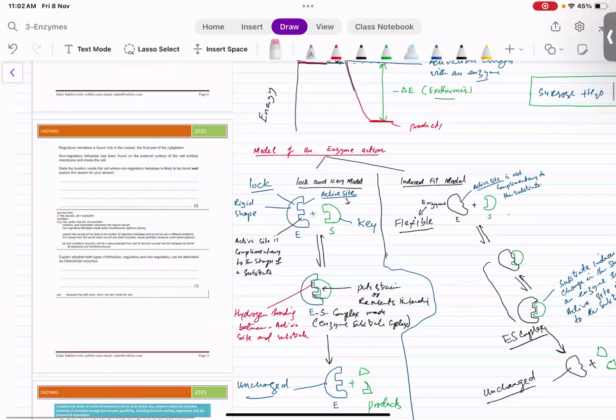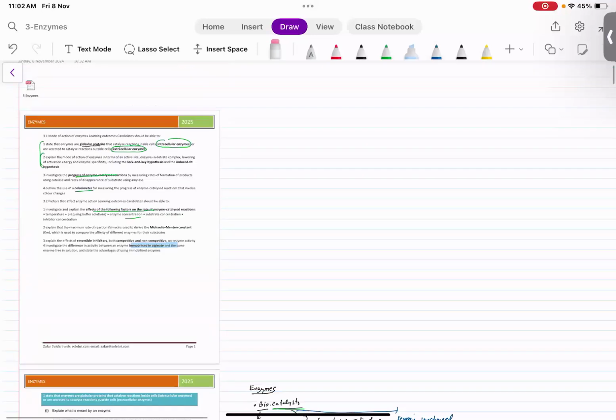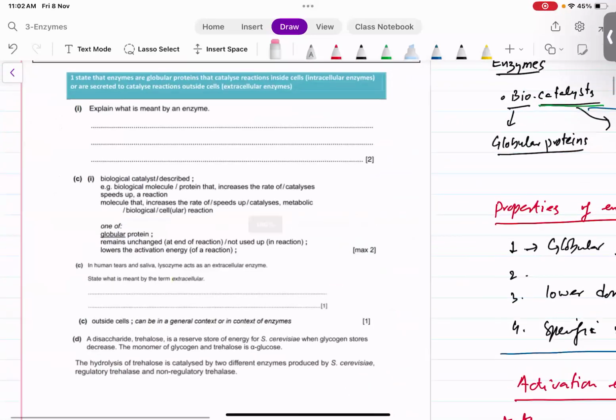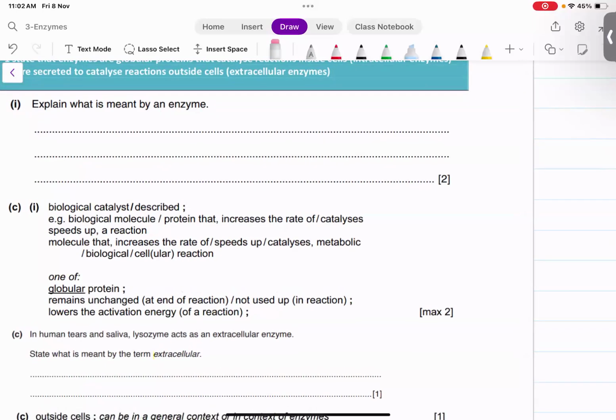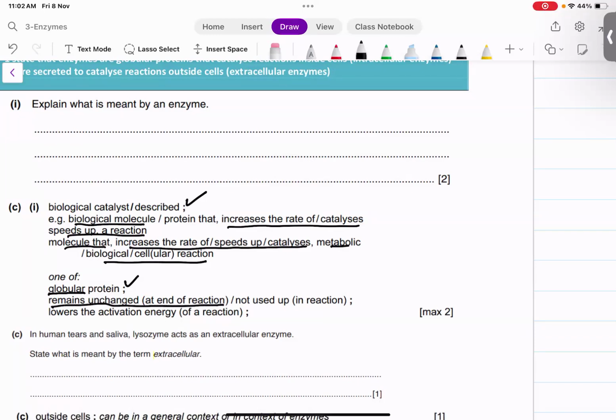So let's see. Explain what is meant by an enzyme. So as I said, an enzyme is a biological catalyst. It is a biological molecule. It increases the rate or speed of a chemical reaction, and it catalyzes the metabolic or biological reaction. It is a globular protein. So when you write protein, it is a must to write globular, then only you will get the mark. And it remains unchanged at the end of a reaction and is not used up and lowers activation energy.